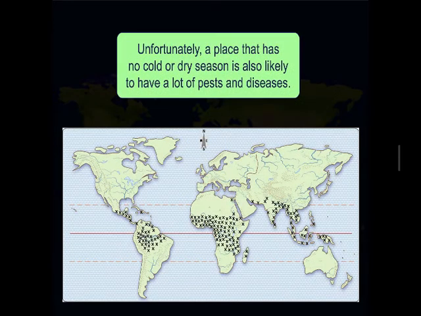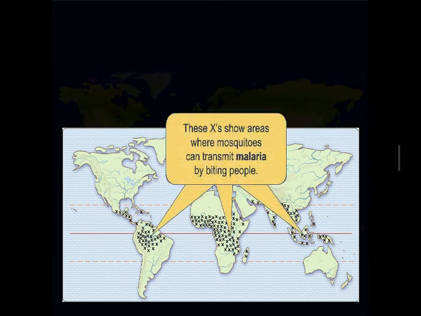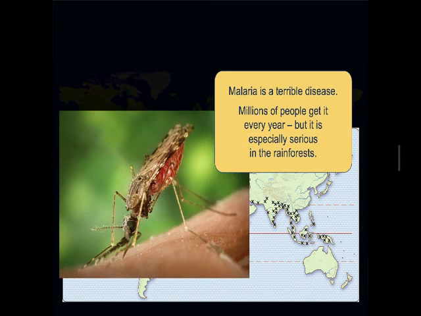Unfortunately, a place that has no cold or dry season is also likely to have a lot of pests or diseases. These X's show areas where mosquitoes can transmit malaria by biting people. Malaria is a terrible disease. Millions of people get it every year, but it is especially dangerous in the rainforests.